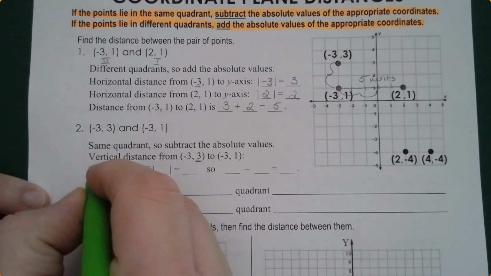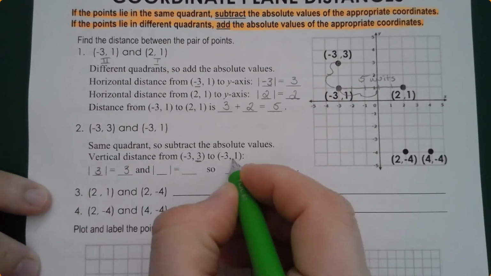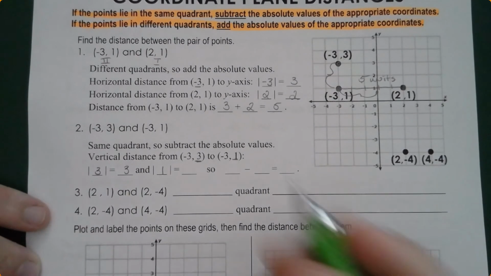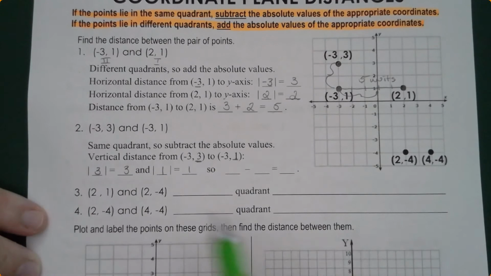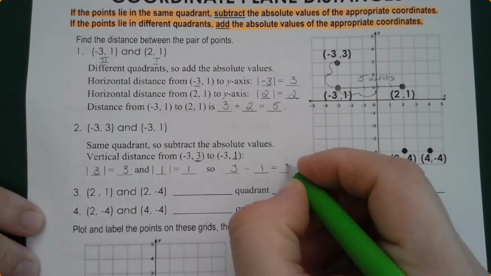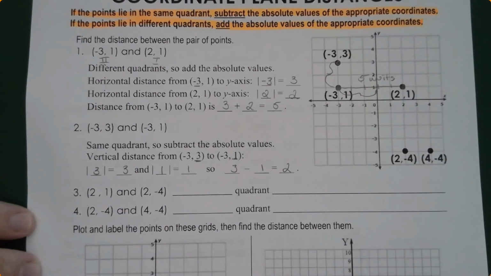The absolute value of 3 is 3. And then we take our second y value, 1. The absolute value of 1 is 1. So the question then becomes, what is 3 minus 1? And that's going to be 2. 3 minus 1 is 2. All right, so there we go. We have our distance. It is 2 units from negative 3, 3 to negative 3, 1.